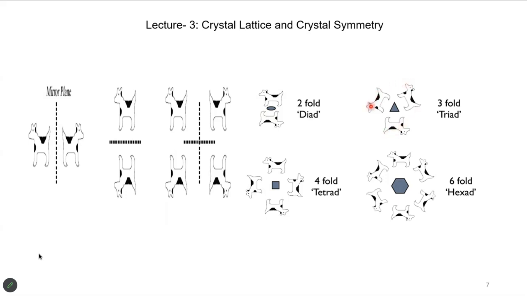Here is a three-fold symmetry. A 120 degree rotation through an axis gives us these identical figures. Four-fold rotation symmetry: that is a 90 degree rotation through an axis that gives us this identical object. So we call that four-fold rotation. Similarly, six-fold rotation is here. We have a 60 degree rotation through an axis, and we get this identical object. So we have rotation axes plus mirror planes we are talking about.